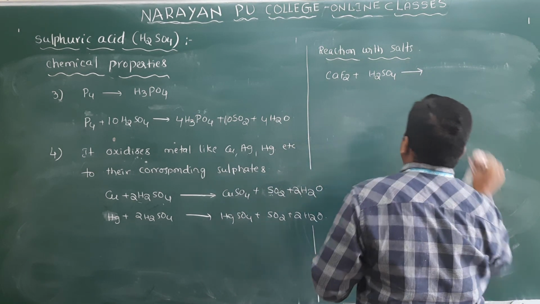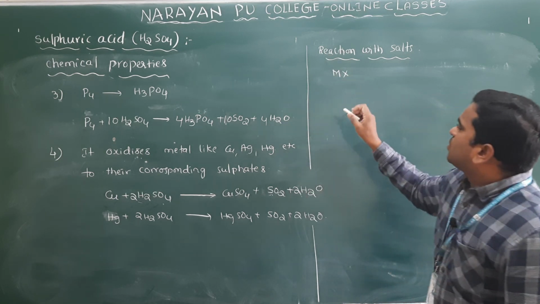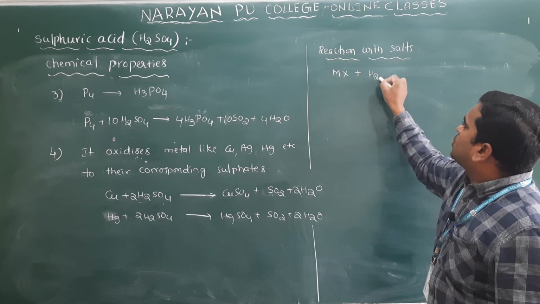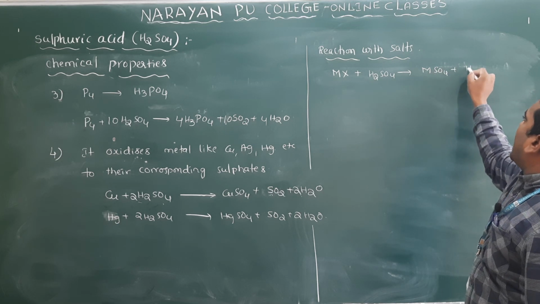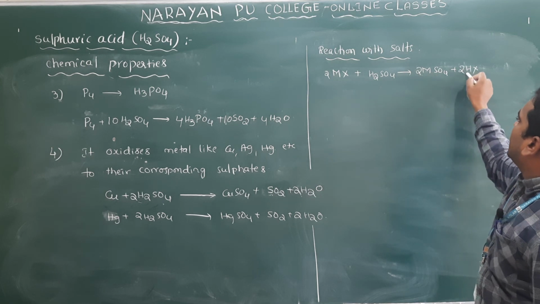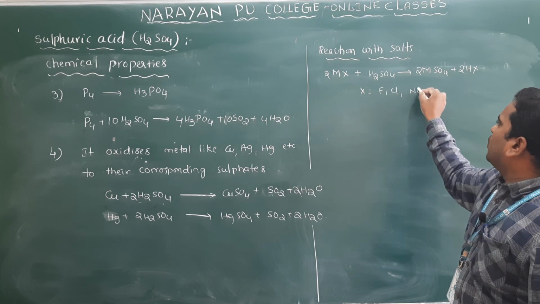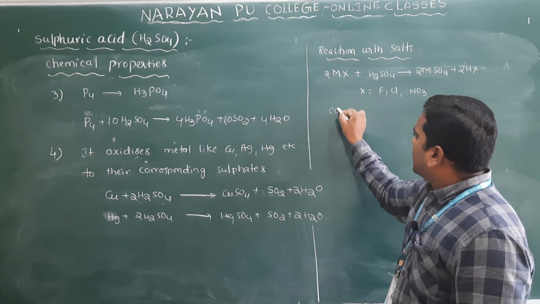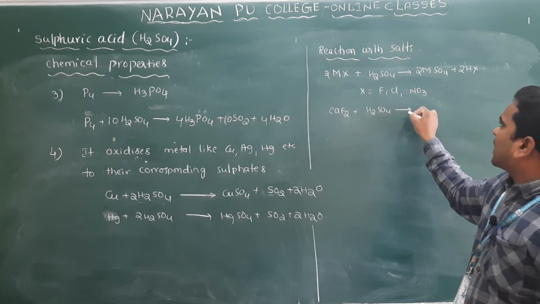Simple. First of all I will write the general equation. For metal halides MX, X can be fluorine, chlorine, NO3, whatever it may be. Treat with H2SO4, then you will get M2SO4 and HX, and take 2 moles here, then 2 moles of hydrogens will be there. Clear? Suppose a simple example: you take calcium fluoride and treat this one with H2SO4, then what compound will you get?